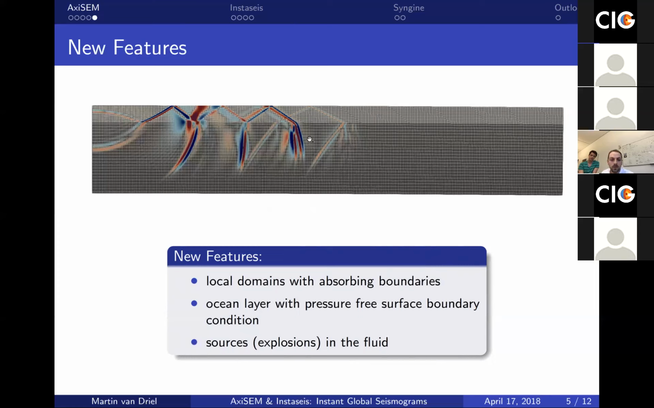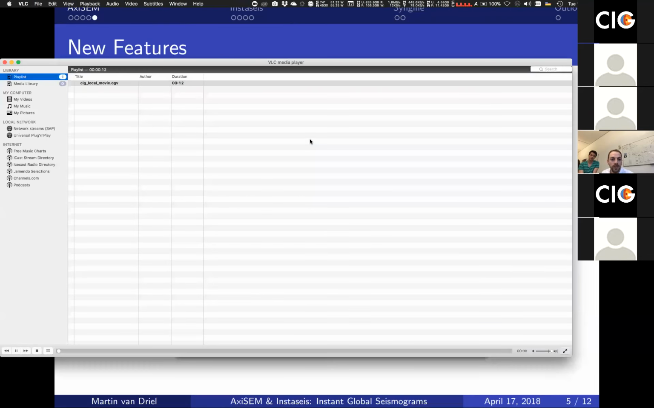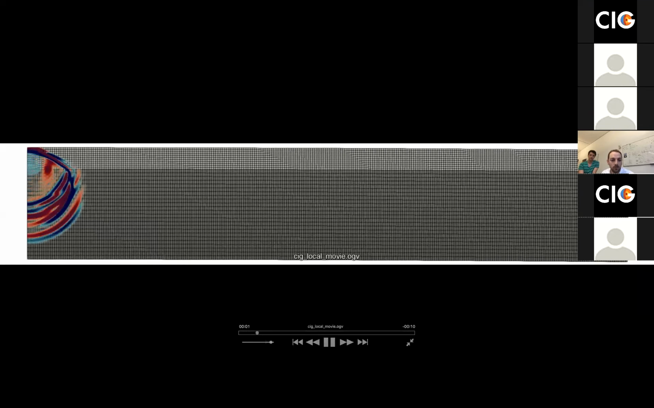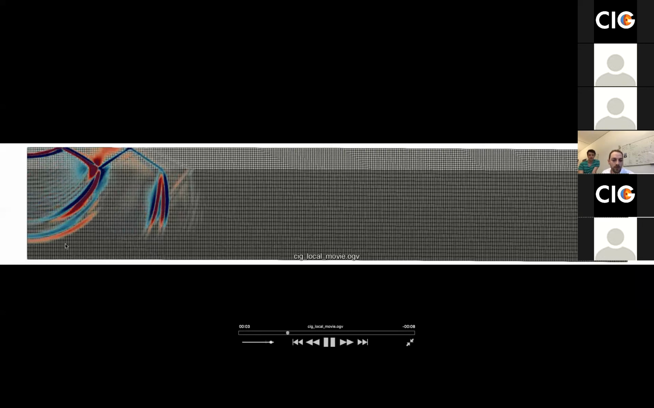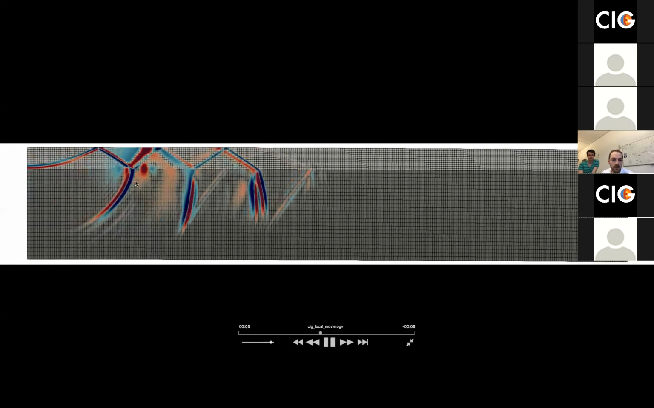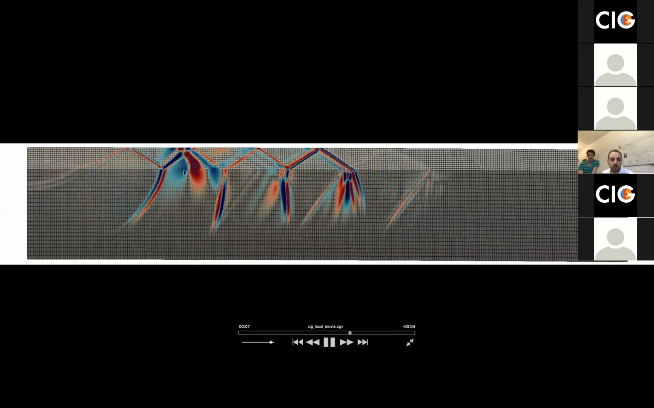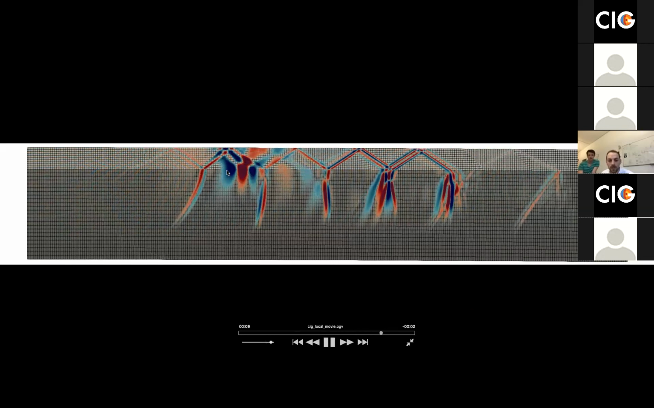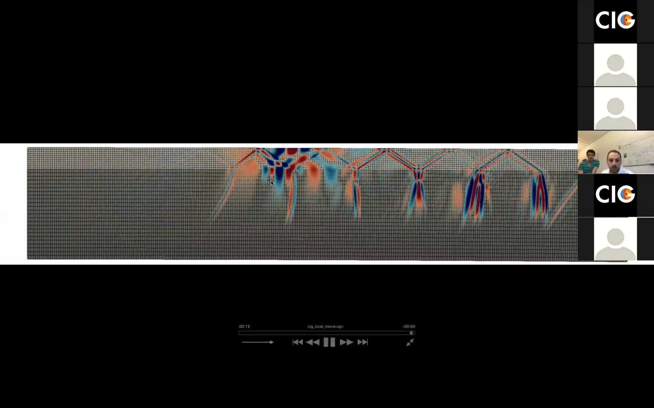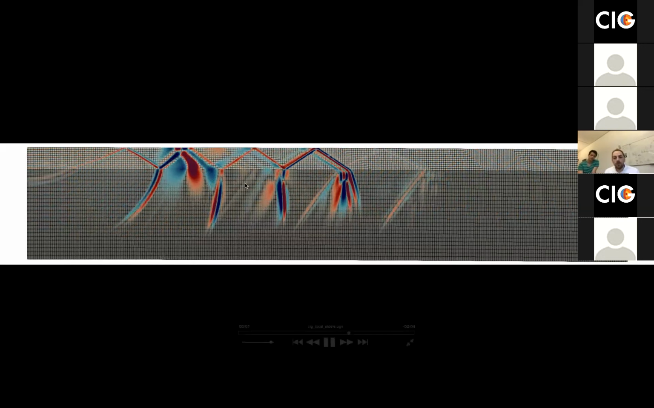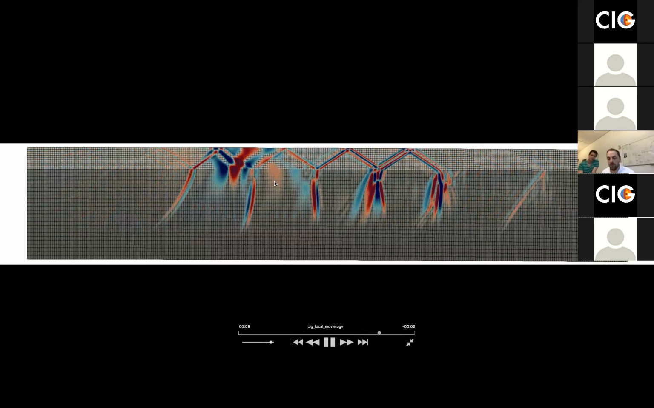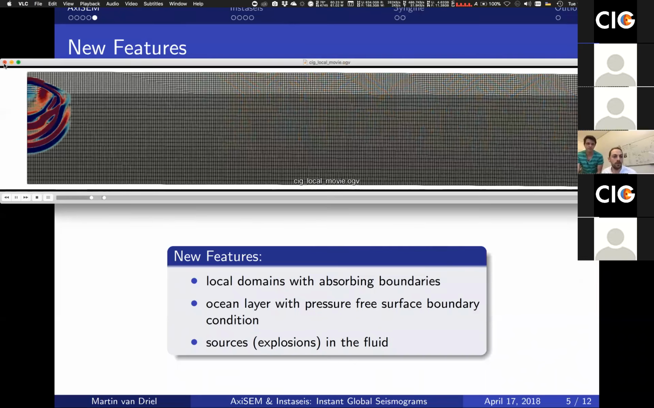And just to show you how cool that is, I prepared a little movie. So here you can see the absorbing boundaries in action. You can see the boundary condition between the solid and the fluid, so you get these Scholte type waves, and you also see the reverberations that you get in the water layer. Anyway, so this is just on the few new features that we have.